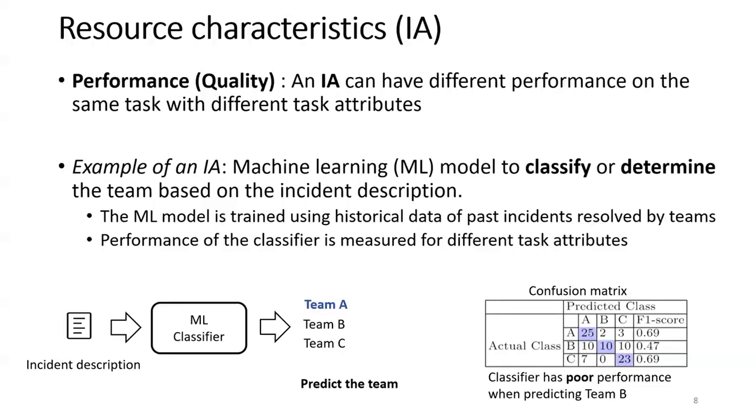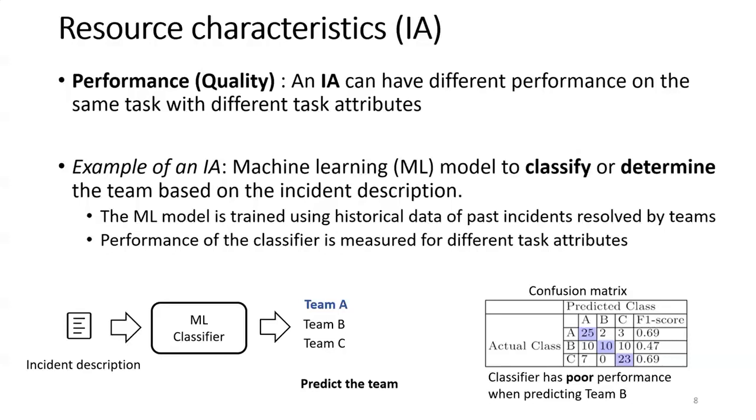This ML model can be trained using historical data of all the past incidents and the teams that resolved them. Here you can measure the performance of the classifier using various metrics, and we look at the confusion matrix of the classifier. The rows depict the actual class, the actual team that resolved the incident. The columns depict the team that was predicted by the classifier.